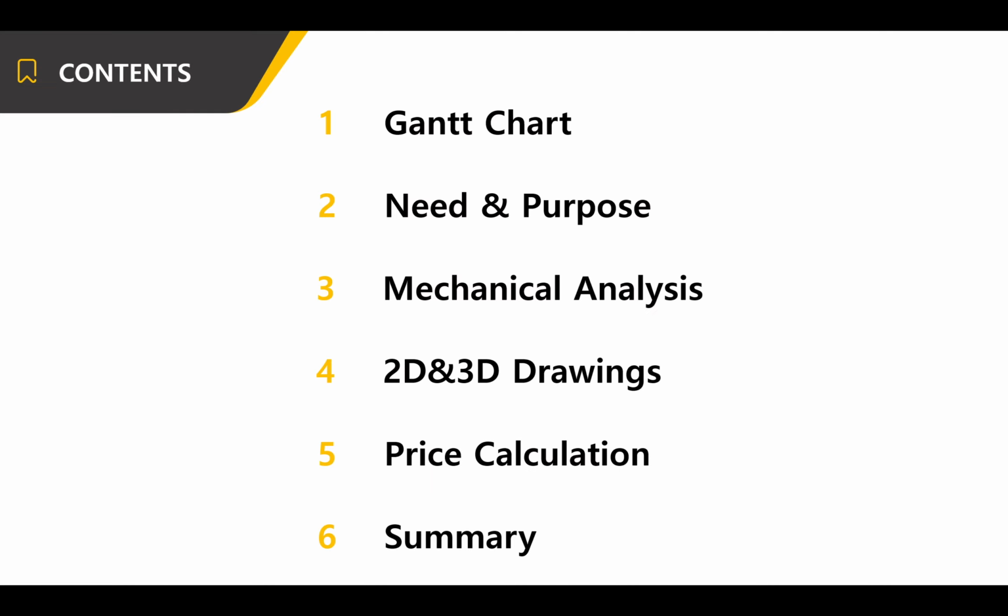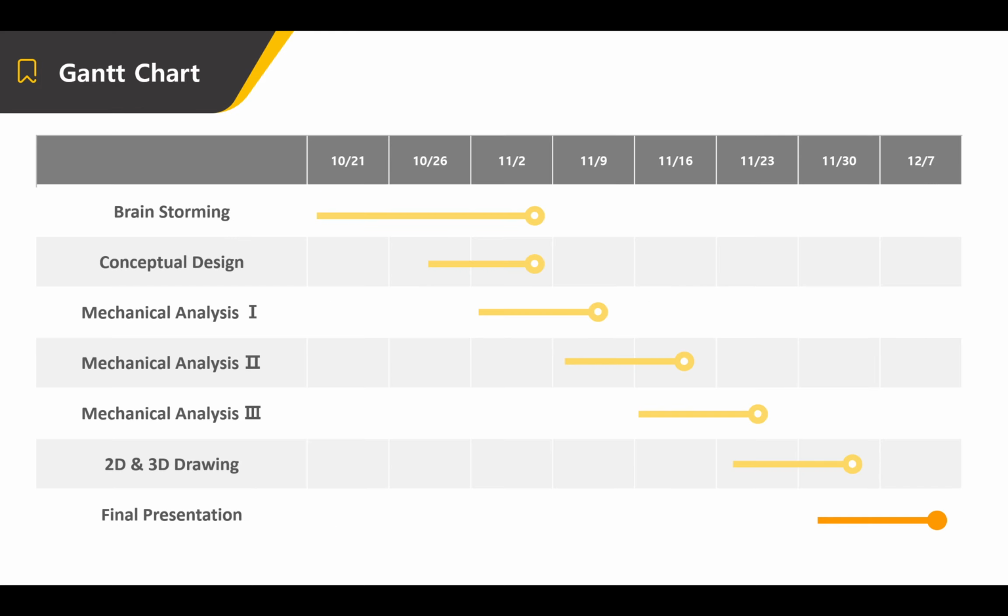The presentation order will be a Gantt chart, the need and purpose of design, a description of the overall mechanical analysis, 2D and 3D drawings of our ashtray, market research and price calculation, and finally we will summarize today's presentation and finish the presentation. This is our Gantt chart.